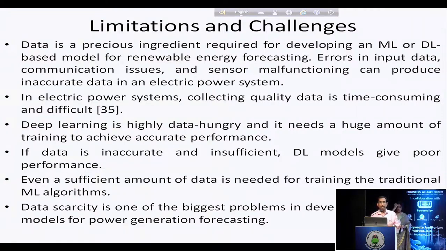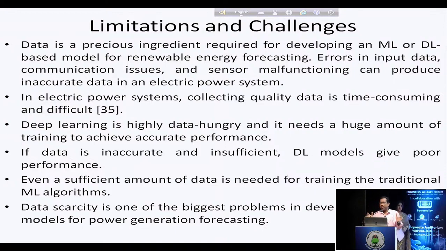And any deep learning model is actually data hungry. So if you don't have a huge amount of data, don't think about the deep learning model. If I have a small amount of data, 20 or 30 data, and I am thinking of applying a deep learning model, it is a wrong decision. If you have a huge amount of data, then you go for deep learning.